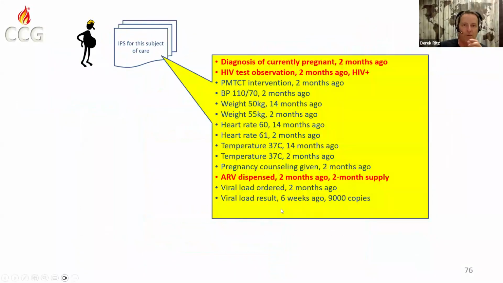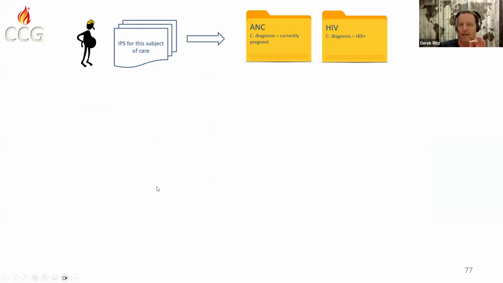So we get Mosa's International Patient Summary. I've noted in red the diagnosis of currently pregnant. So that's why the ANC folder will apply to her. HIV positive, so the HIV folder will apply to her. And she was dispensed her antiretrovirals 2 months ago, and she was given a 2-month supply. So that is things that we should note that are actionable at this particular encounter. So there's 2 folders that apply for Mosa.